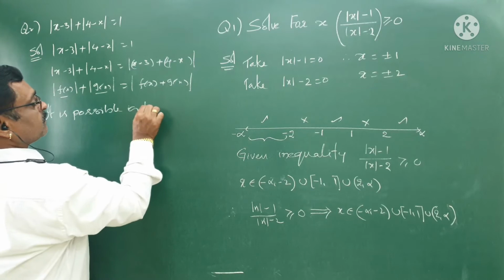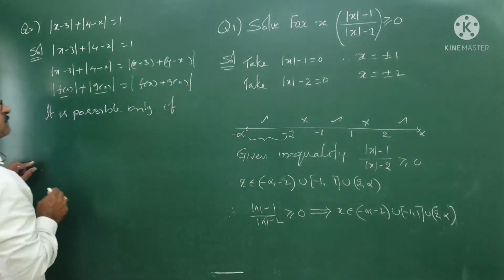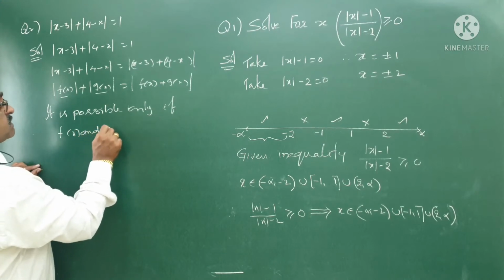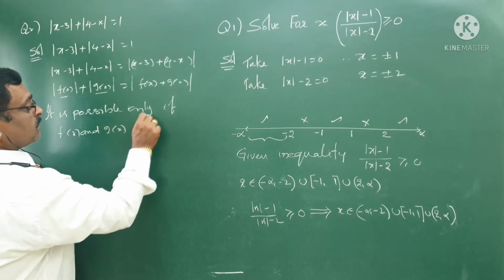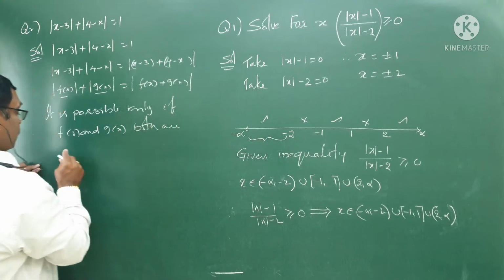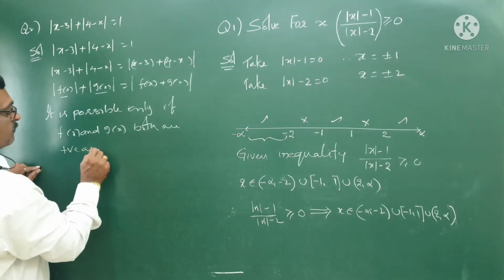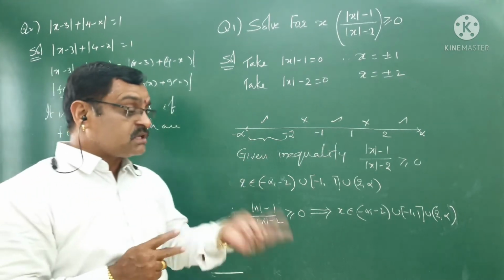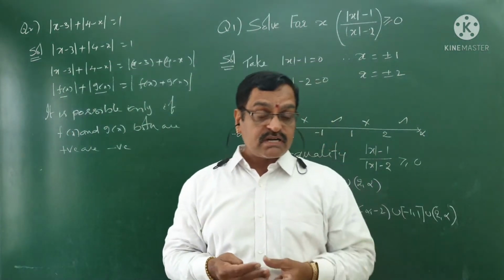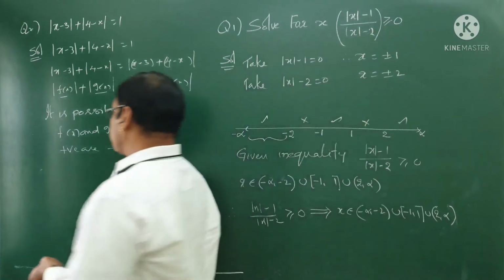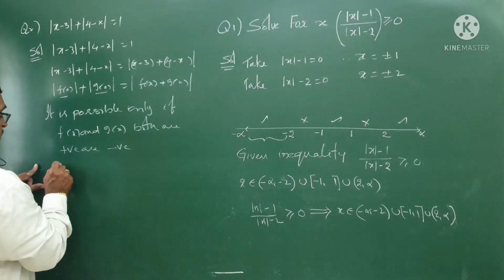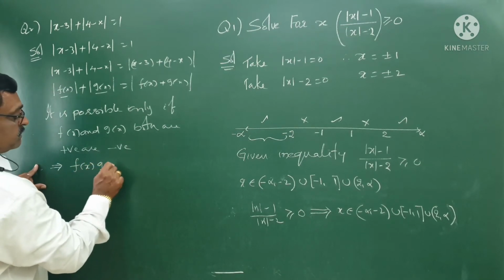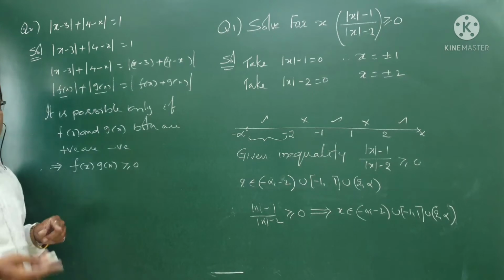Only if f of x and g of x are both positive or negative. Indirectly, when the two numbers are both positive or both negative, their product must be positive. Therefore, this is the same as f of x times g of x is more than or equal to 0.